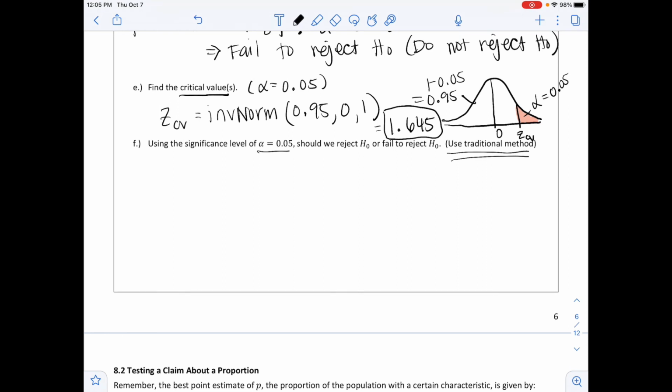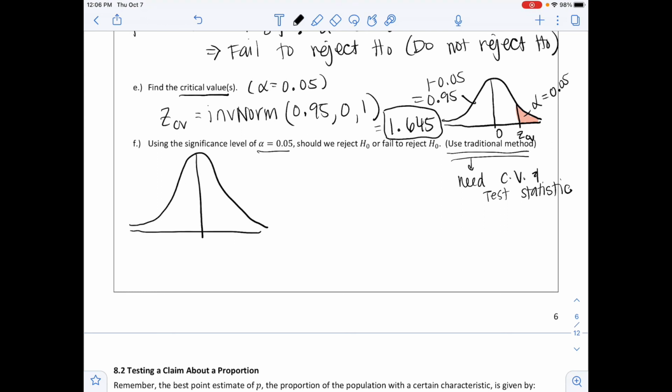And so again, with the traditional method, we need the critical value and the test statistic. So I'm going to go ahead and draw a bell-shaped curve. And again, we're dealing with that standard normal, so I'll put 0 in the middle. And we know that that critical value Z that we found was 1.645. So I'm going to put that on here. This is 1.645, and I'll put down critical value.